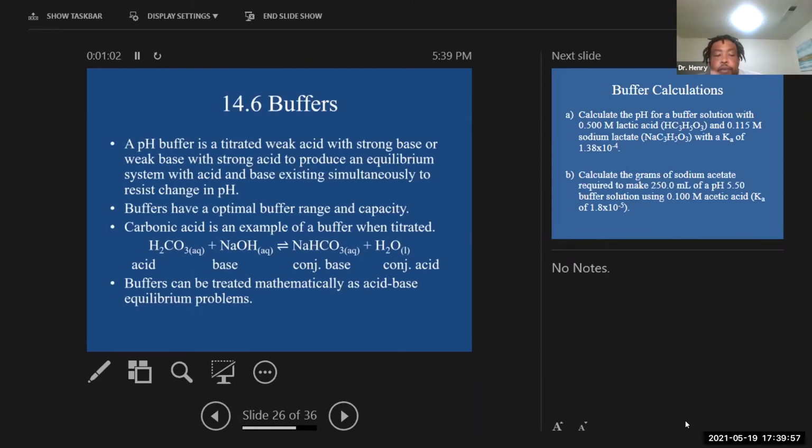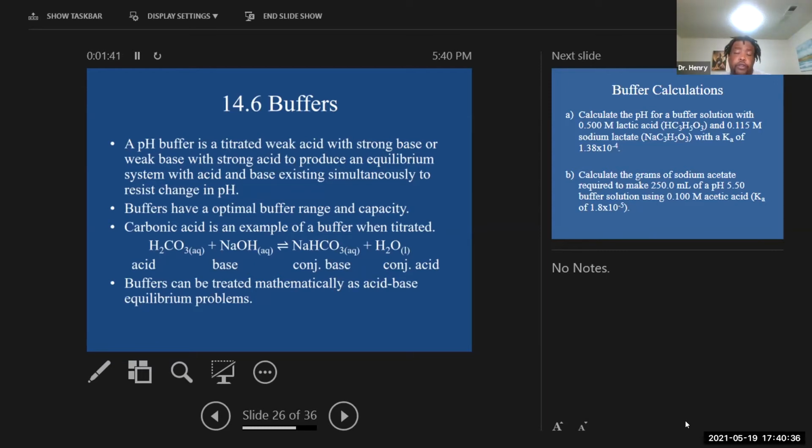So various buffers, various weak acids or weak bases, have optimal ranges that they work in. Say you want to keep your pH in a range around 3, a pH of 3, then you would select a buffer that would be ideal for that, like acetic acid or something like that. Okay, you guys kind of get that?